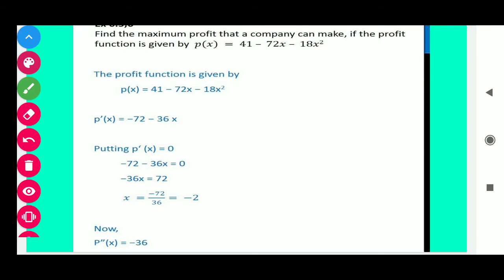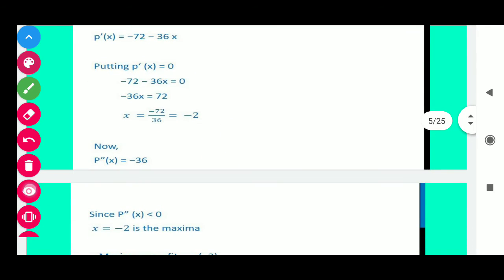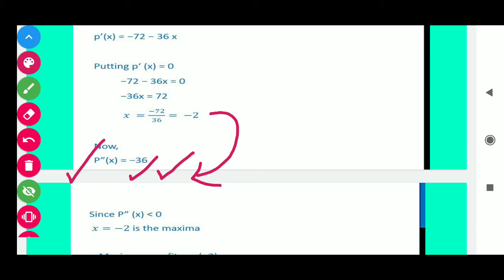Now students, we need to find the second order derivative. So we take the derivative of P dash x. In this way you can see that the double derivative, P double dash x, is minus 36. Now if we put this critical point x equals minus 2 in P double dash x, you can see that there is no x. So in this way we get a negative result. And as I shared in the working rule, if the second order derivative at the critical point gives a negative result, then the given function is maximum.